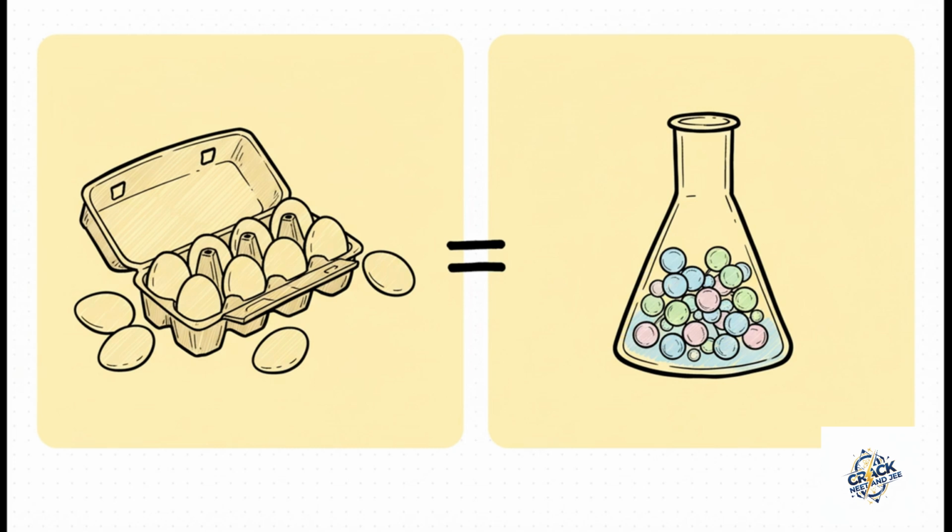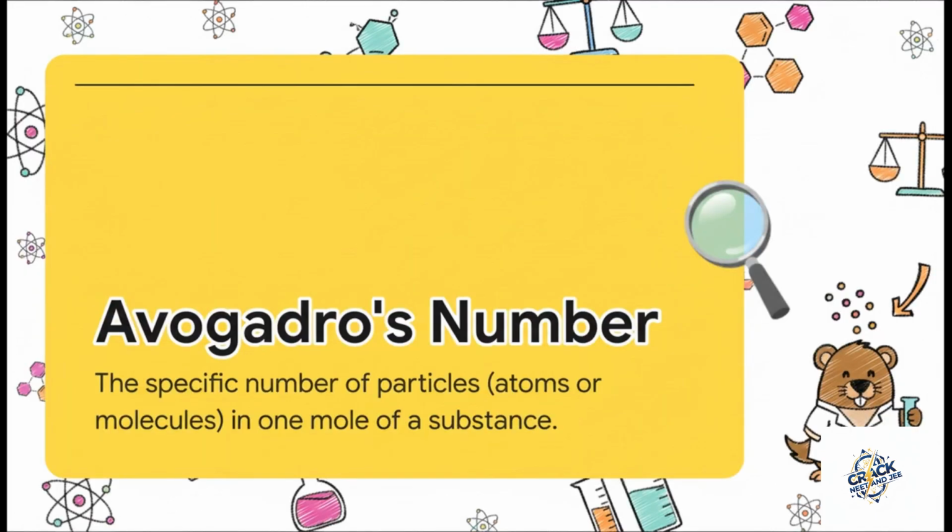Now, the best way to wrap your head around it is to think of it as a chemist's dozen. A baker doesn't ask for 12 eggs, they just say, give me a dozen. It's just a convenient word for a specific number. Well, for chemists, the mole is the exact same thing, it's just a word for a number. A very, very, very big number. And that magic number has a name, Avogadro's number.